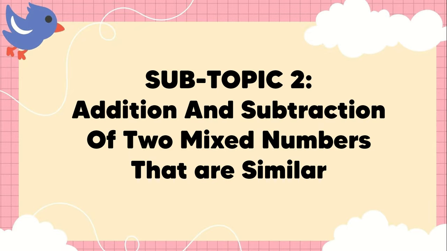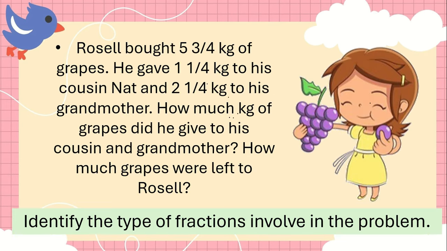For day 2. For subtopic number 2, addition and subtraction of two mixed numbers that are similar. Russell bought 5 3/4 kilograms of grapes. He gave 1 1/4 kilograms to his cousin Nat and 2 1/4 kilograms to his grandmother. How many kilograms of grapes did he give to his cousin and grandmother?